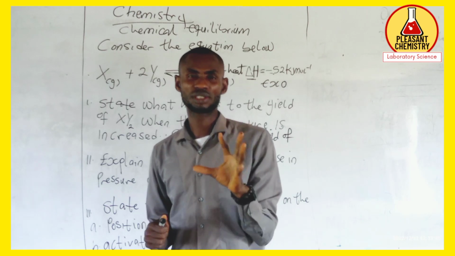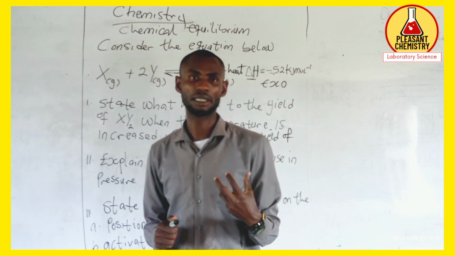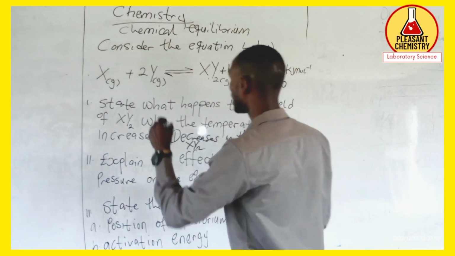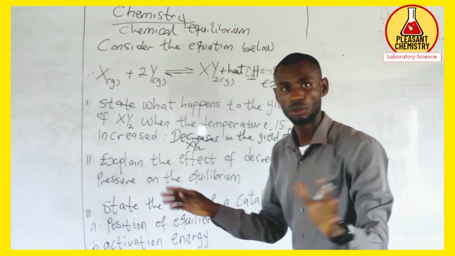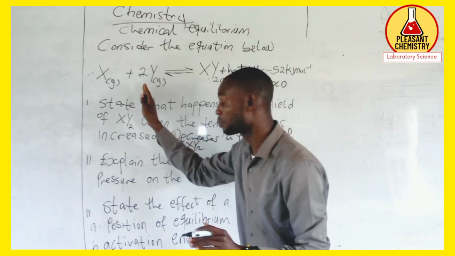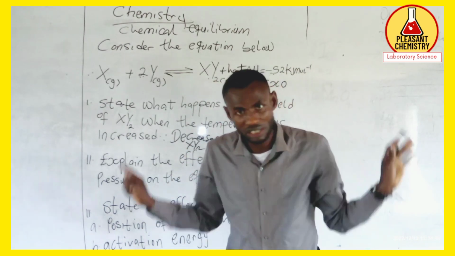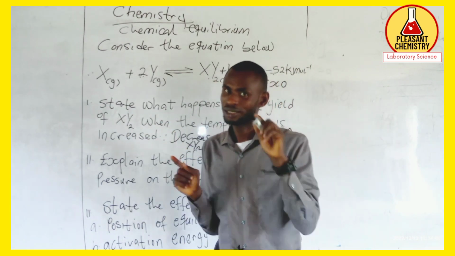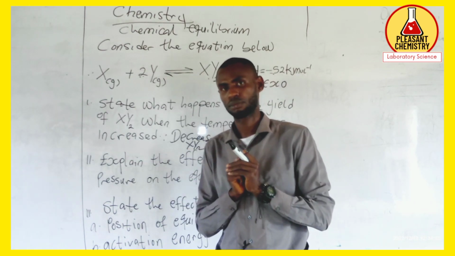Number 1, the condition that can make pressure have effect on the chemical system is that the number of moles, the numbers that we use to balance this equation, must be different. The number of moles of the reactant and the number of moles of the product must not be equal. There must be a difference in number of moles. That's one of the reasons why pressure will have effect on that system.